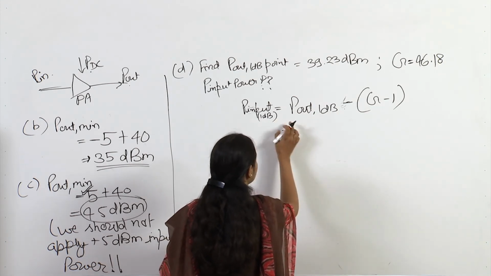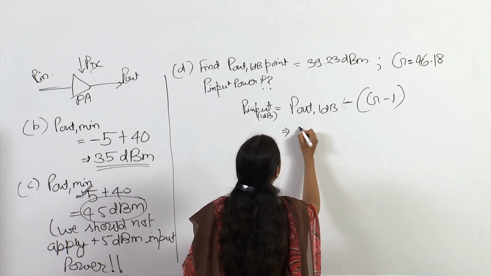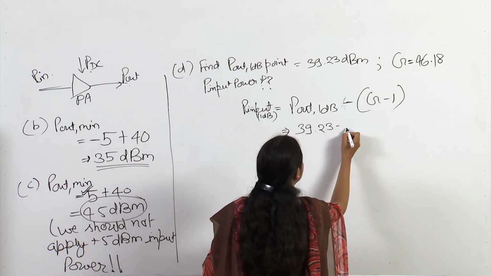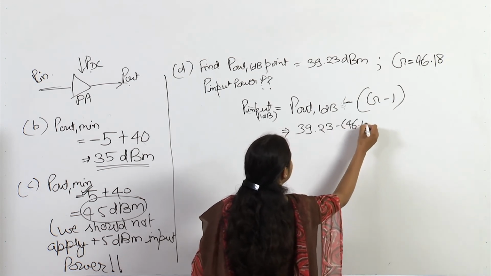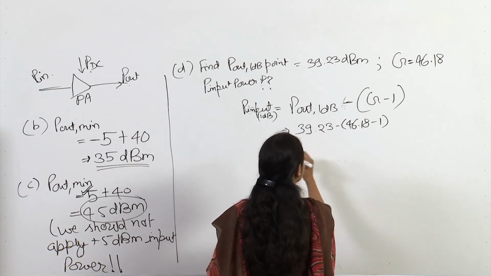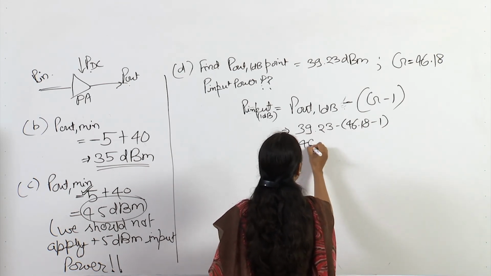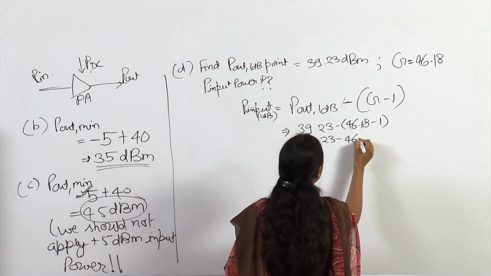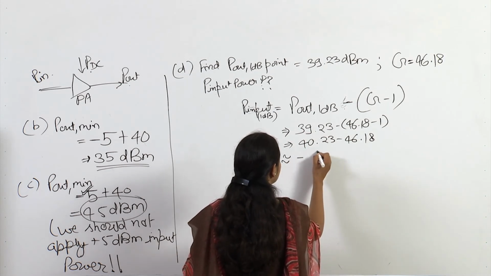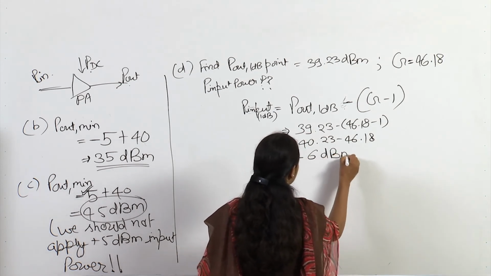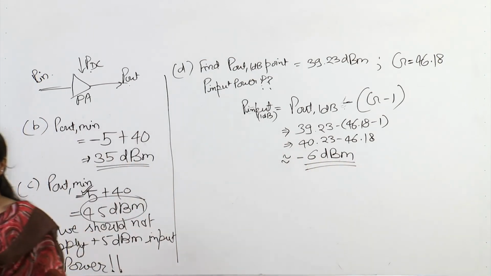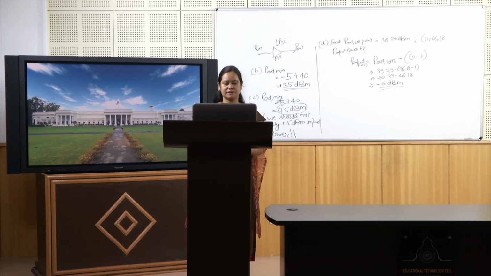So input power at 1 dB will become 39.23 minus 46.18 minus 1. So it becomes 40.23 minus 46.18, approximately minus 6 dBm. So at minus 6 dBm we will have the 1 dB output compression point at 400 megahertz.